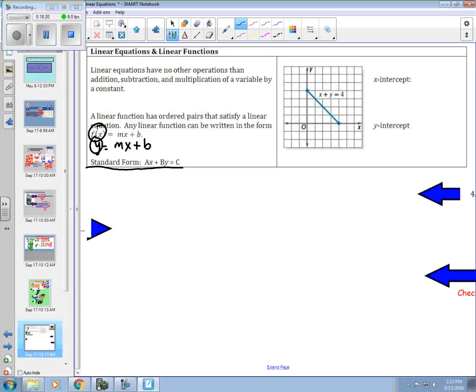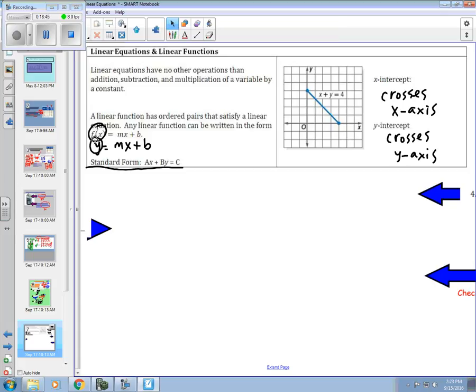We want to be able to also, on these linear functions, which means straight line, find the x and y intercepts. The x-intercept is where it crosses the x-axis, and the y-intercept is where it crosses the y-axis. Okay, so let's find those out here. On this graph, it would be right here. Your x-intercept would be at 4. Your y-intercept would also be at 4 because that's the location where it crosses the axis.